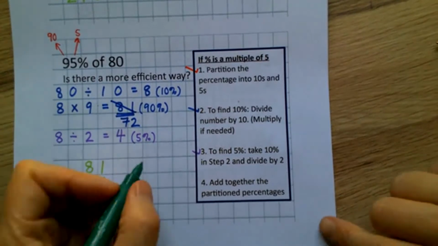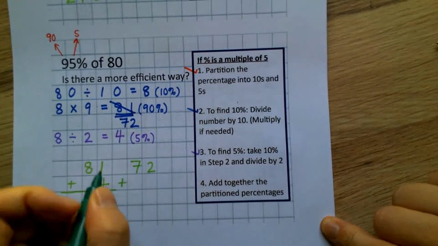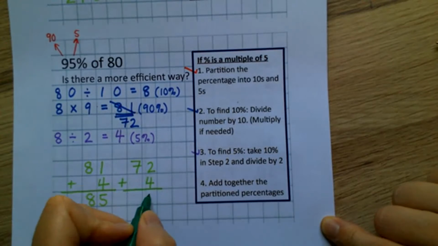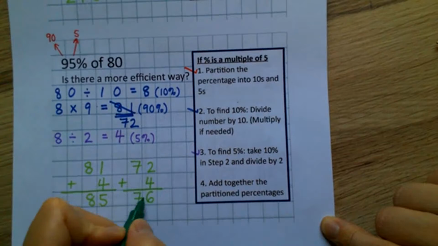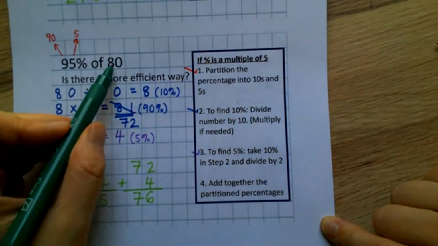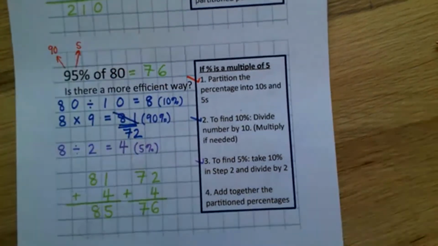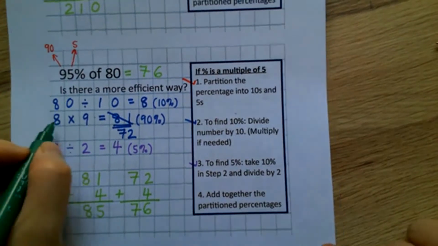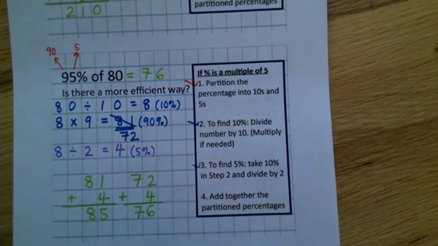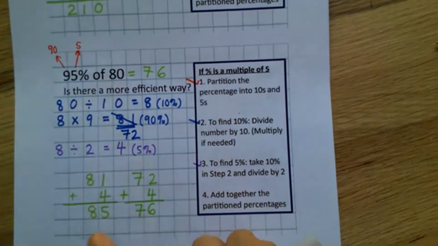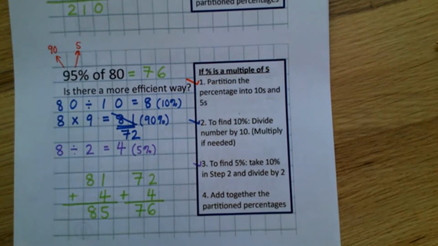So 72 plus 4 equals 2 plus 4 equals 6, and then I'm going to carry that down. So I know that 95% of 80 equals 76. Good. Right, it's a good thing that I double checked my answer. Sometimes we can get confused by our times tables, but when we double check, for example, knowing that 85 is greater than 80, that couldn't possibly be the correct answer. Good catch.